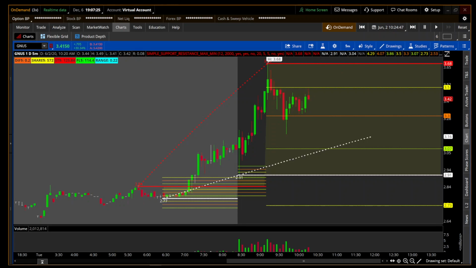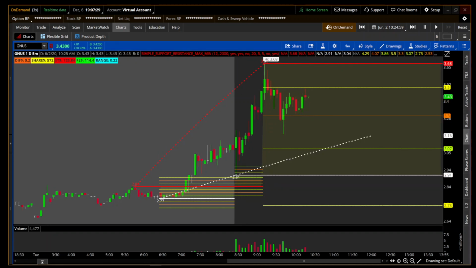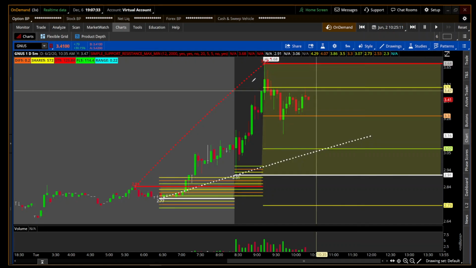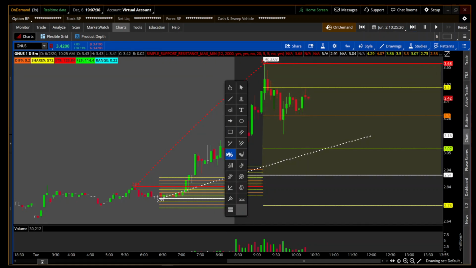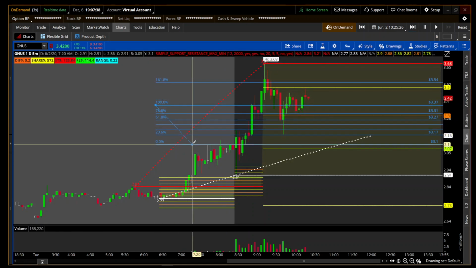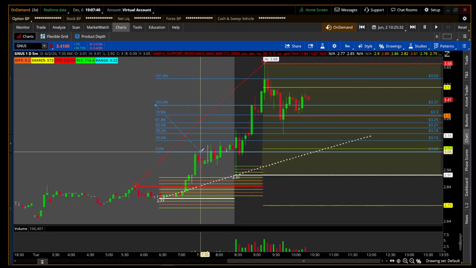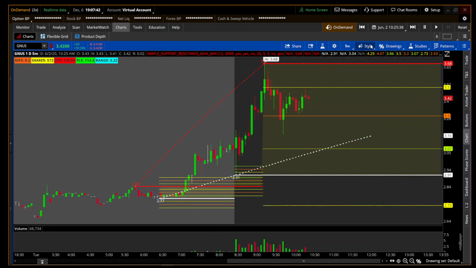Let's see what this is going to do. So that's going to be that 8.6 fib. That's what that is. Sorry about that. I should have known beforehand before I started the video. But you see how price is interacting with those two levels.